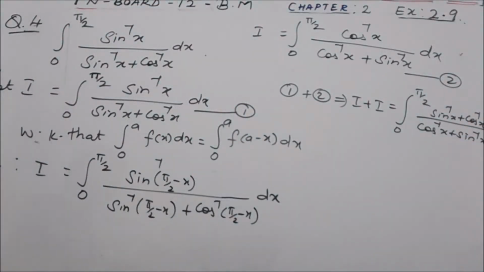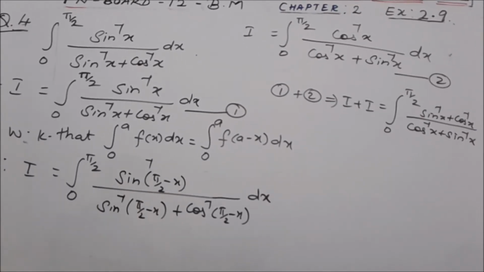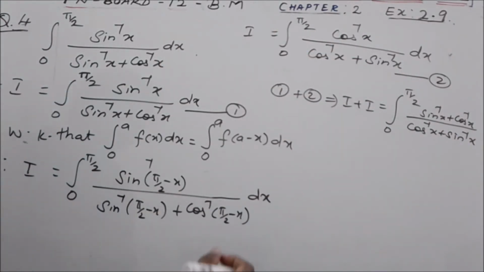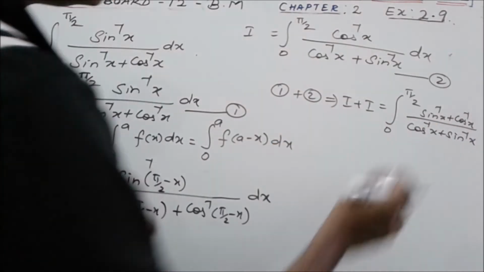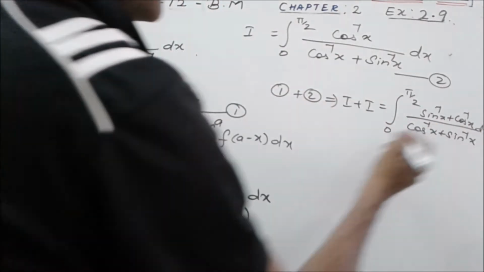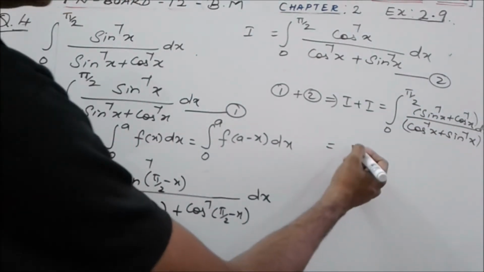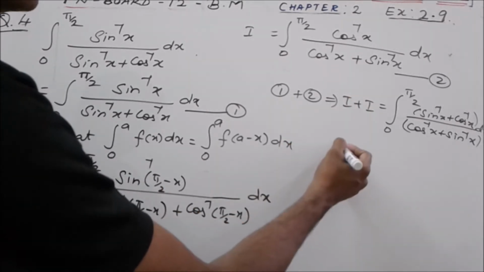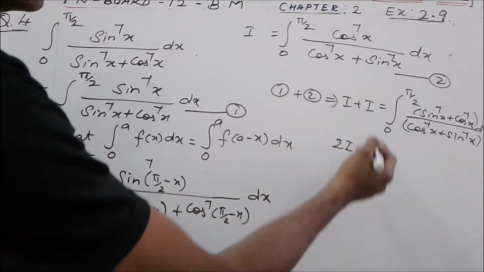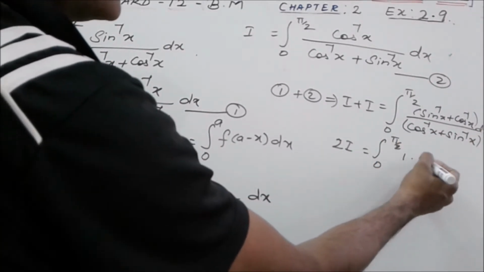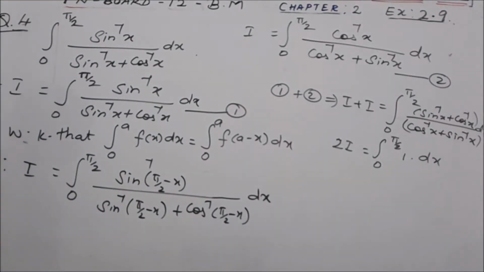When we add the numerators, we have sin^7 x plus cos^7 x. The denominators are equal, so we keep the same, into dx. Both numerator and denominator are equal, so we can cancel them. On the left side we have 2I equal to integral 0 to pi by 2 of 1 into dx.